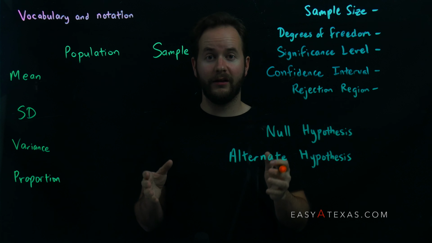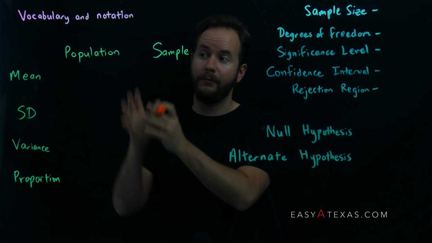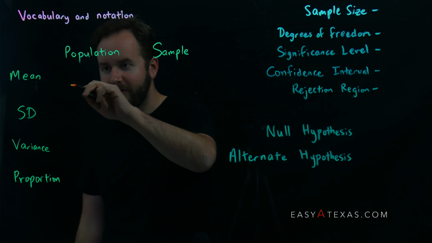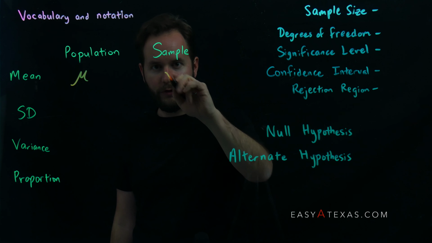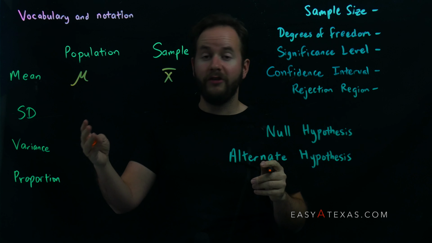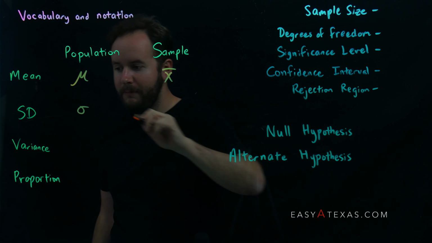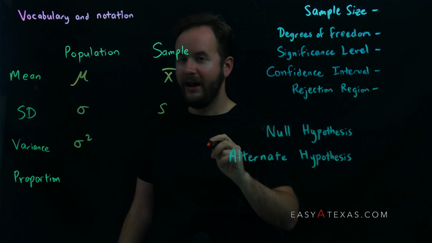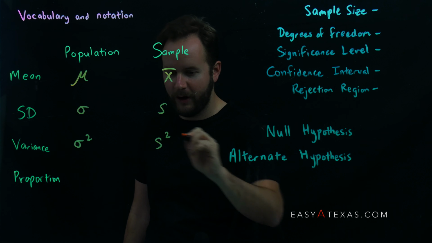First off, when we attack a certain problem, we want to make sure we separate those things that belong to the population and those things that belong to the sample. So a population mean uses the Greek letter mu, while the sample uses x bar. Population standard deviation uses sigma, and because of that the variance would be sigma squared, while standard deviation for the sample uses s, and the sample variance is s squared.